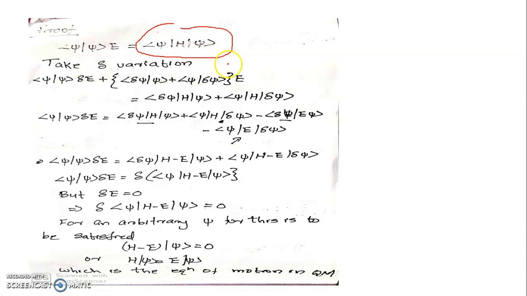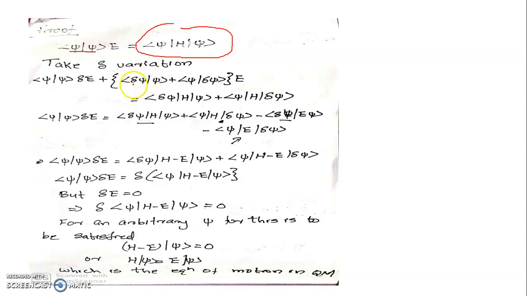Take the delta variation of this equation. Delta variation will follow a product rule on the left side, as there are two different terms. So first function into derivative of second, delta variation of E, plus second function, that is E, into derivative of first. Here you have two vectors, one in the ket space and the other one in the adjoint ket space. So delta variation of the vectors in both spaces are to be taken into consideration.